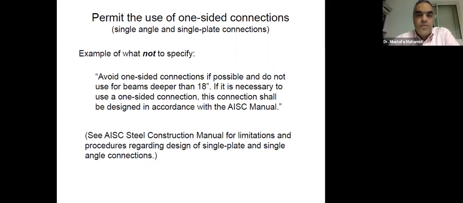Permit the use of one-sided connections. There used to be notes on drawings: avoid one-sided connection if possible, and do not use for beams deeper than 18 inches, etc. So we can allow using one-sided connections, like single angle connections, single plate connections. You can do that easily with those types of connections.